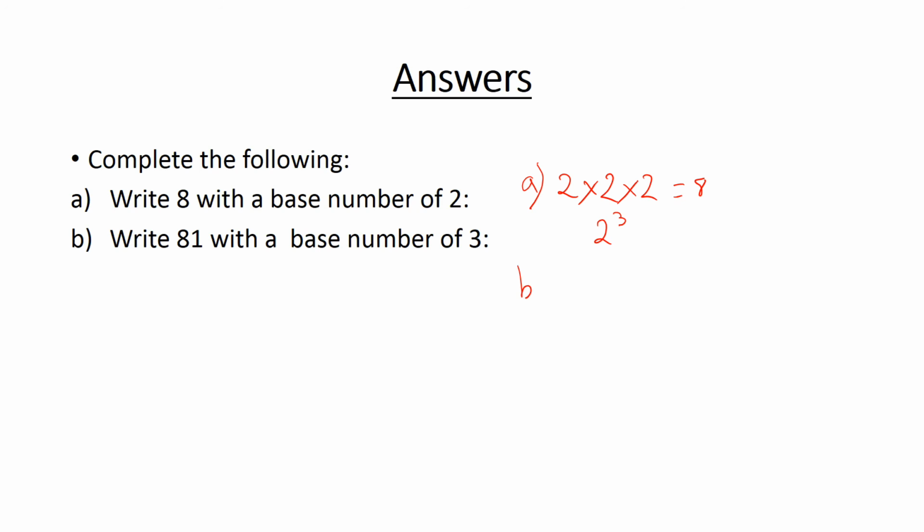And for our answer to B, 81, we know it has to equal 81, and we know it has a base number of 3, so we can start with that. 3 times 3 we know is 9, times 3 we know is 27, times 3 is going to be 81. So therefore our answer would be 3 to the power of 4.